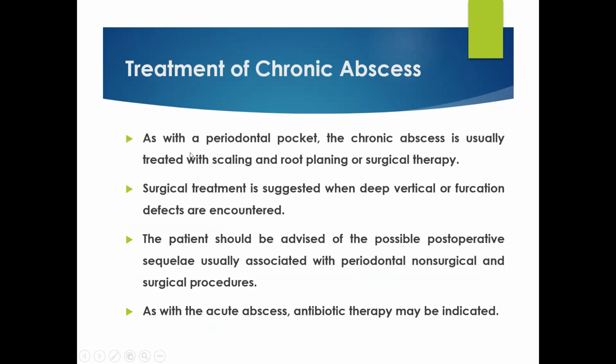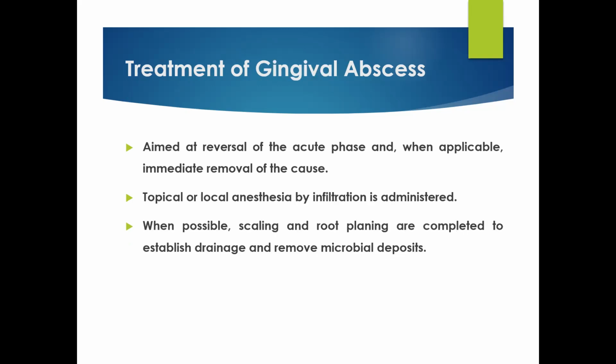Now, treatment of chronic abscess. As with a periodontal pocket, the chronic abscess is usually treated with scaling and root planing or surgical therapy. Surgical treatment is suggested when deep vertical or furcation defects are encountered. The patient should be advised of the possible postoperative sequelae usually associated with periodontal non-surgical and surgical procedures. As with acute abscess, antibiotic therapy may be indicated.